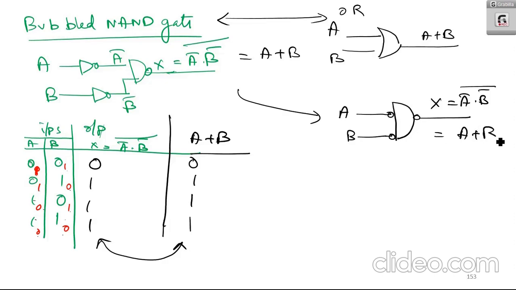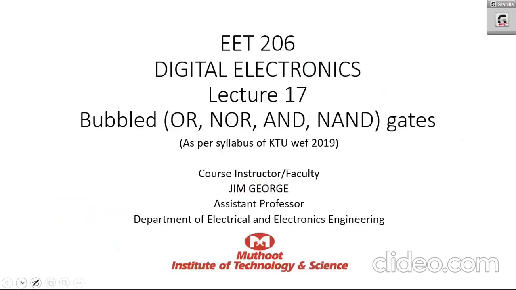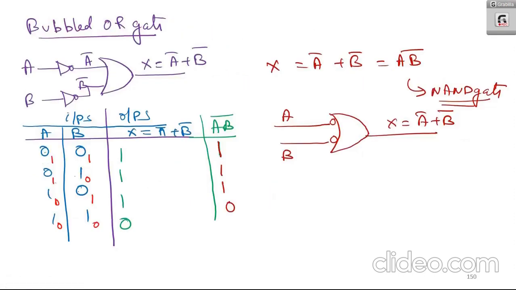A or B. Okay. So I have explained about the 4 types of bubbled gates. So first one is I have explained about bubbled OR. Okay. Bubbled OR means what? A bar or B bar. So what is A bar or B bar? That also we have proved as A B bar. So bubbled OR gate is equivalent to NAND gate.